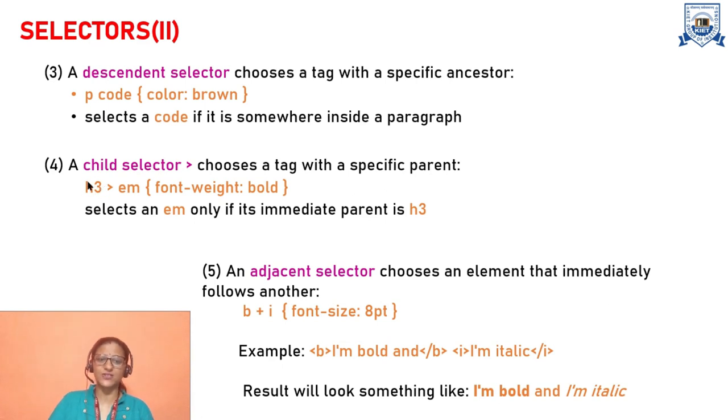The next one is the adjacent selector. It chooses an element that immediately follows another. For example, B plus I means I will follow B. Only then will this effect apply. Here in the example, B, "I am bold," and then we close the bold and follow it with I, "I am italic." It means the condition is true. B is followed by I in this example, so both will have the font size 8.